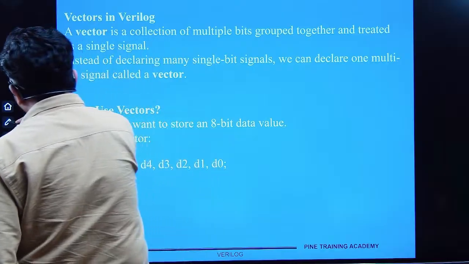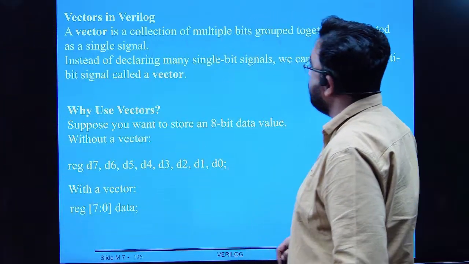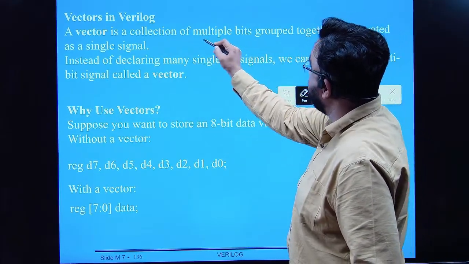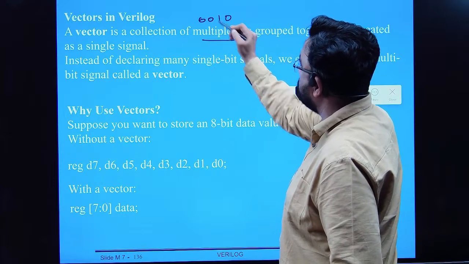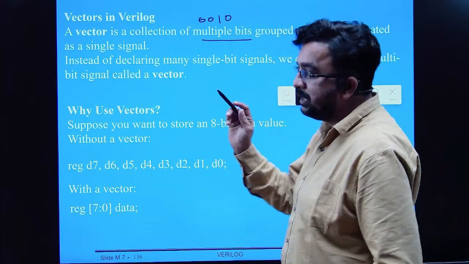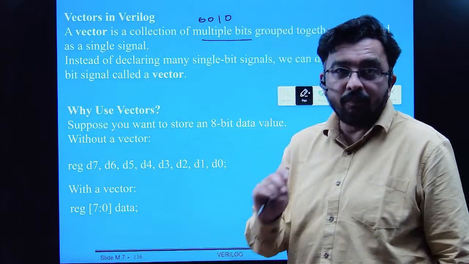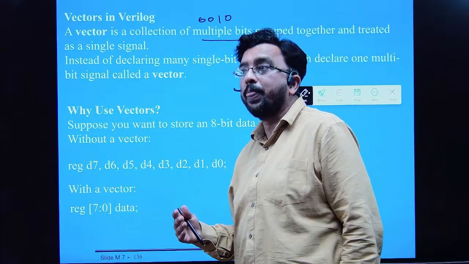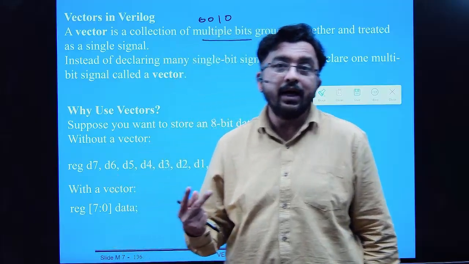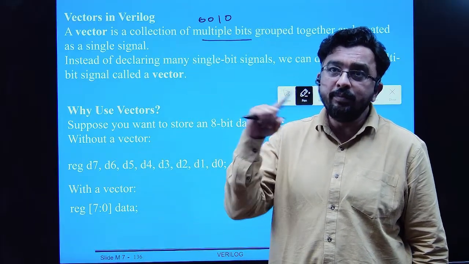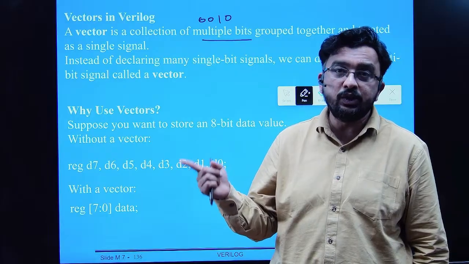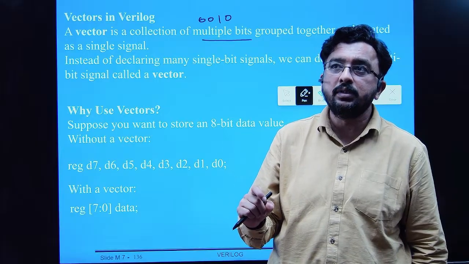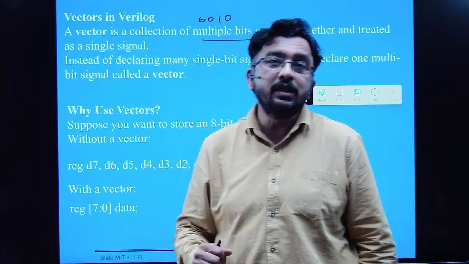Here it is clearly mentioned that a vector is multiple bits like 0, 0, 1, 0, grouped together and treated as a single signal, with the help of data types. The data types can be reg, integer, mostly reg, and it can be wire also. Wire is a connectivity data type, reg means storage, and integer is a variable or register type data type.